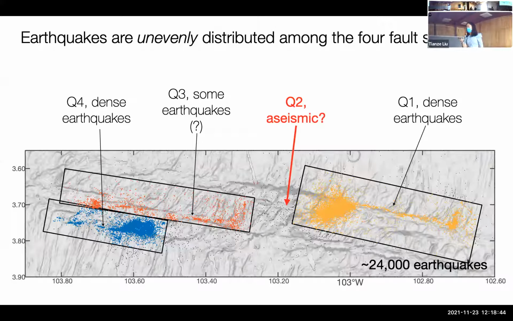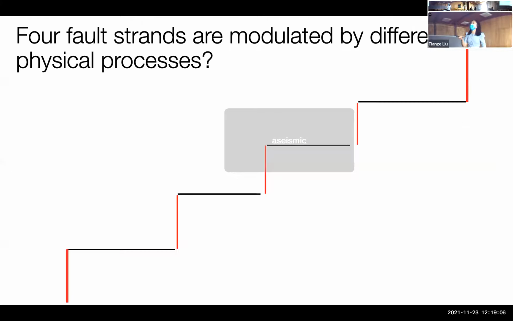And so here I just plot the seismicities over an intensity map to highlight the location of the earthquakes and separate the seismicity that is associated with different fault traces. And I will discuss each of them one by one. So here's a summary of what we are thinking around Q2. Around Q2, we think that the fault is surrounded by deep basins, and the fault is slipping aseismically.